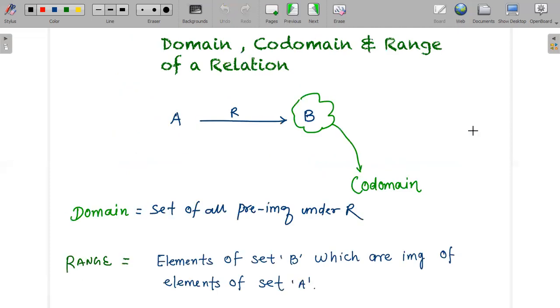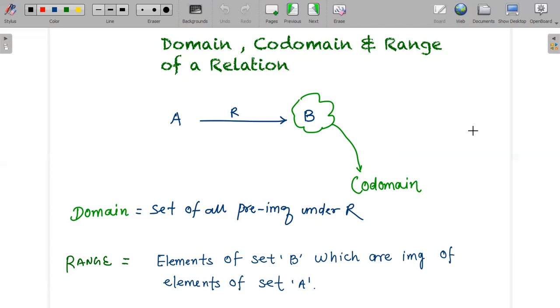Now we come to the last topic: domain, codomain, and range of a relation. For a relation or rule defined from A to B, B is said to be your codomain. Each and every element of set B is said to be your codomain. Isn't it easy? You don't have to do anything except check what your non-empty set B is. But this is not the same for your domain and range.